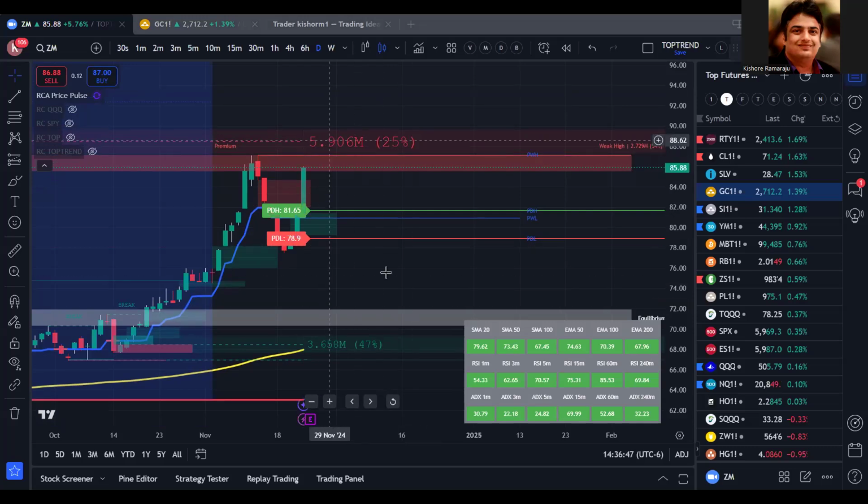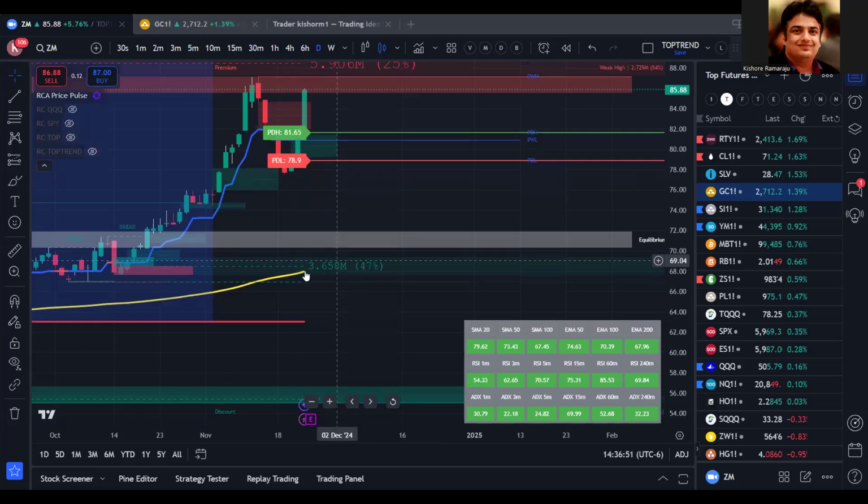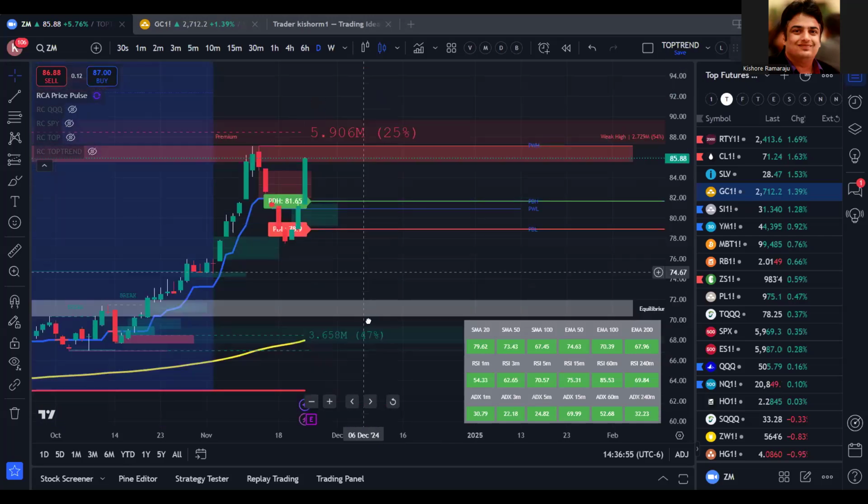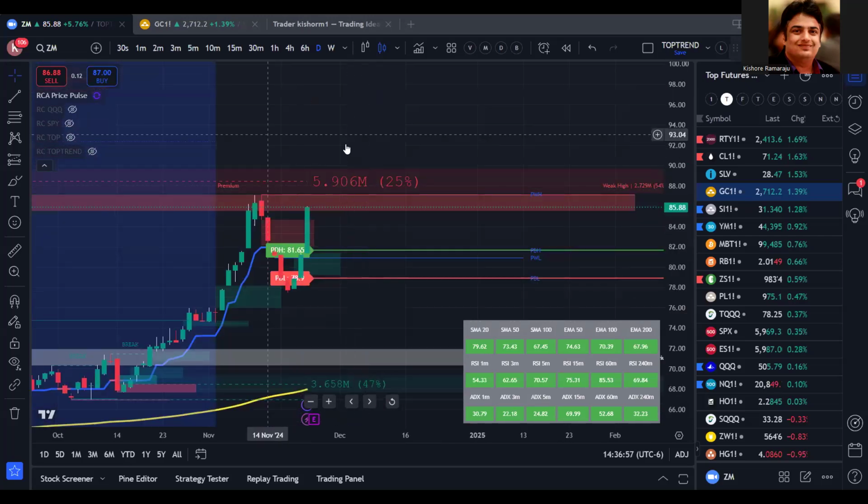It can come all the way from $88. It can come to $68. So this is where you can put your buy orders for the stocks. You can buy stocks here. You can do a bear call spread here, you can buy the puts here.